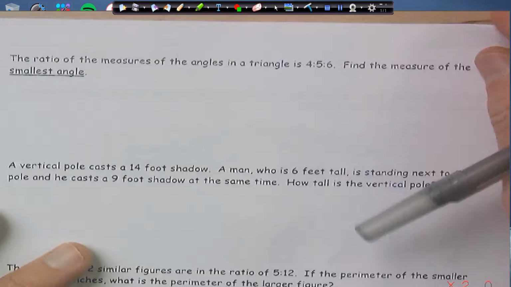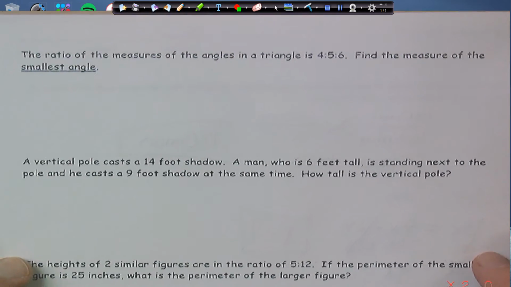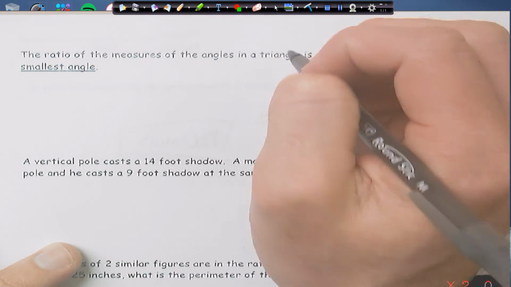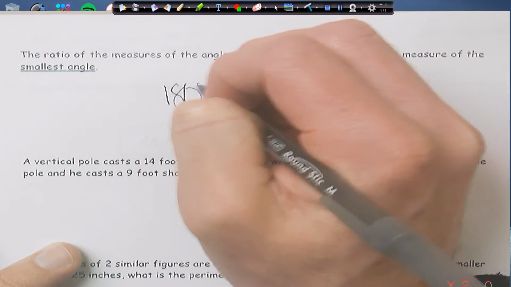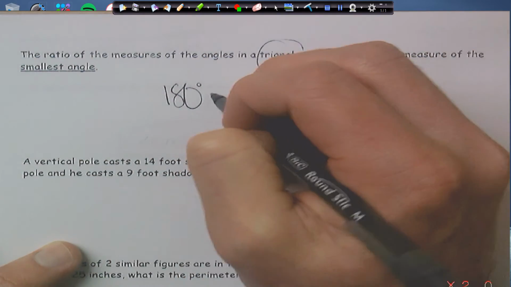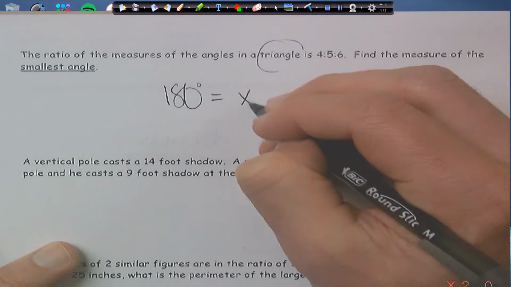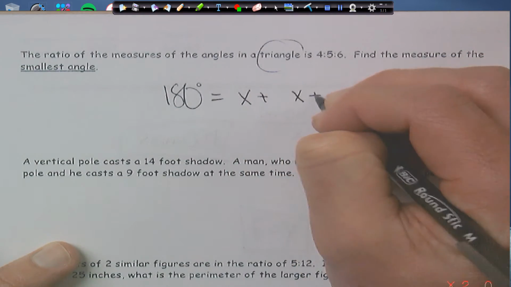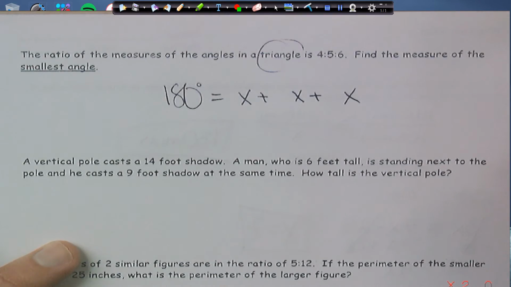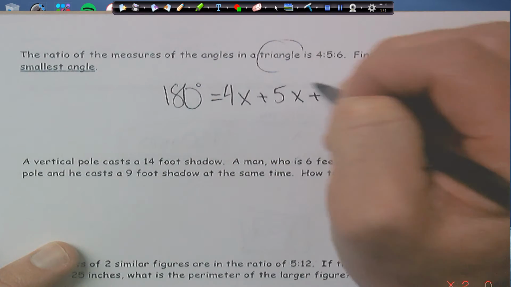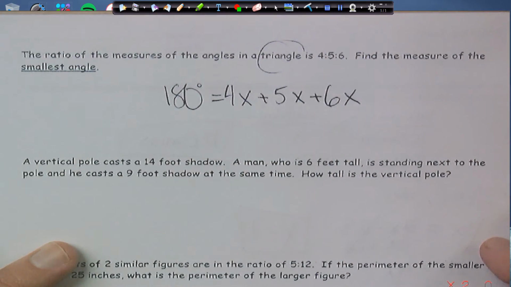This one caused a lot of heartache in class, so hopefully we went over this well enough. But we're talking about a triangle. So there's 180 degrees in a triangle. And the ratio, okay, we got 4 to 5 to 6. Well, if I just did x plus x plus x, that would assume all the angles are congruent, but they're not. So we can show that they're different by assigning them one of the numbers, 4, 5, and 6. So we have different sizes.